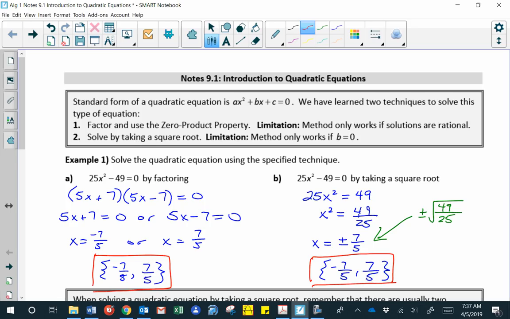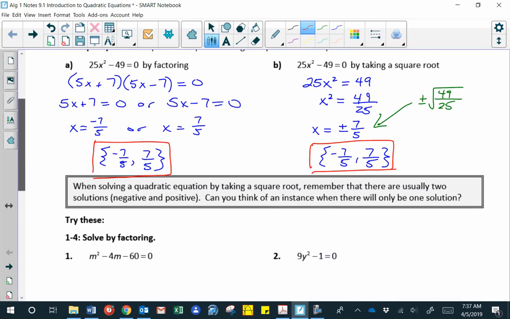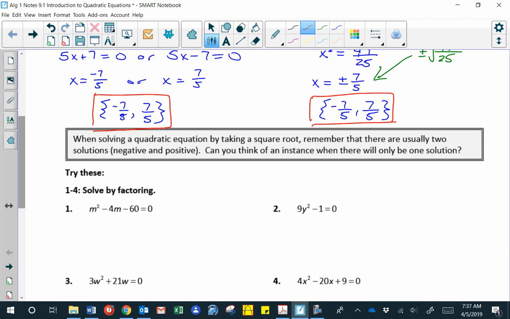Whenever we're solving an equation, it's important that you remember that in a quadratic equation, there are usually two solutions, negative and positive. Can you think about an instance in which we might only have one solution? All right, in the problems below, try these. So pause the video, and then when you restart the video, I will show the solutions to these problems here.